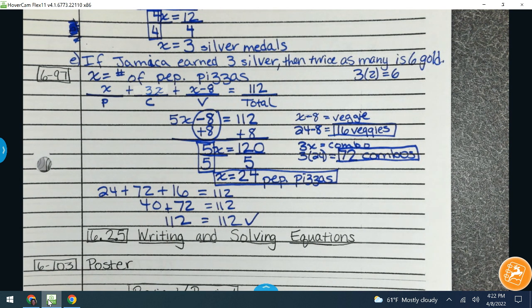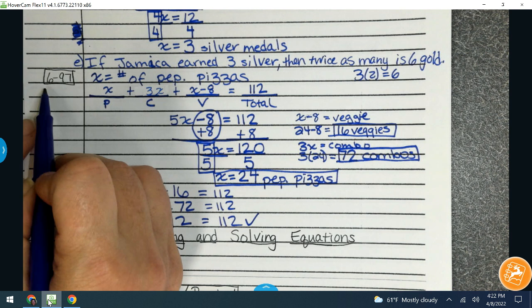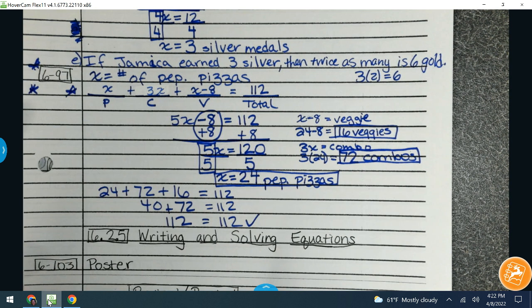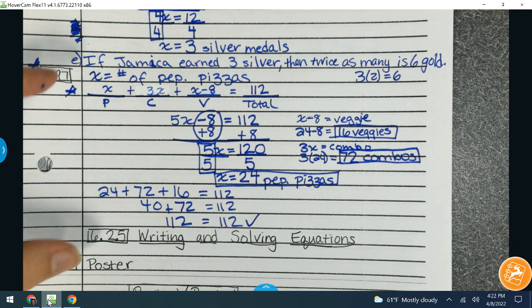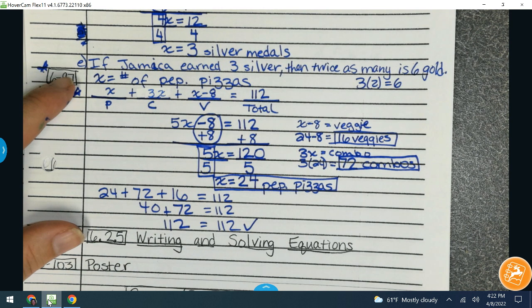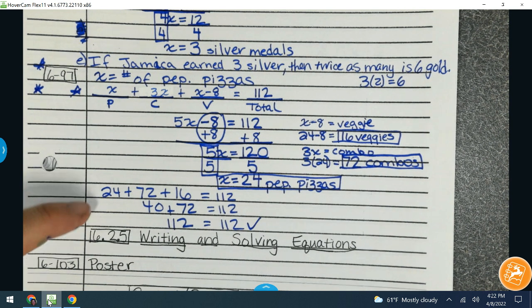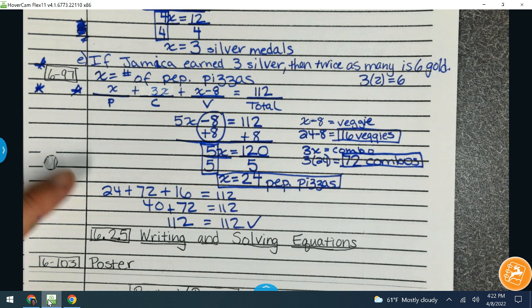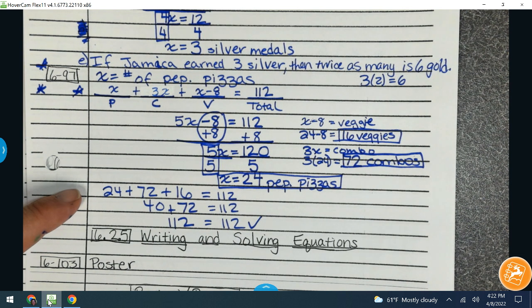So again, for this problem 97, this is the one I referred to over and over again as we were making our posters in 6.2.5, because this has everything that you need to be successful, except they rounded in that poster problem instead of actually finding the solution. But I'm going to go over that in a different video.